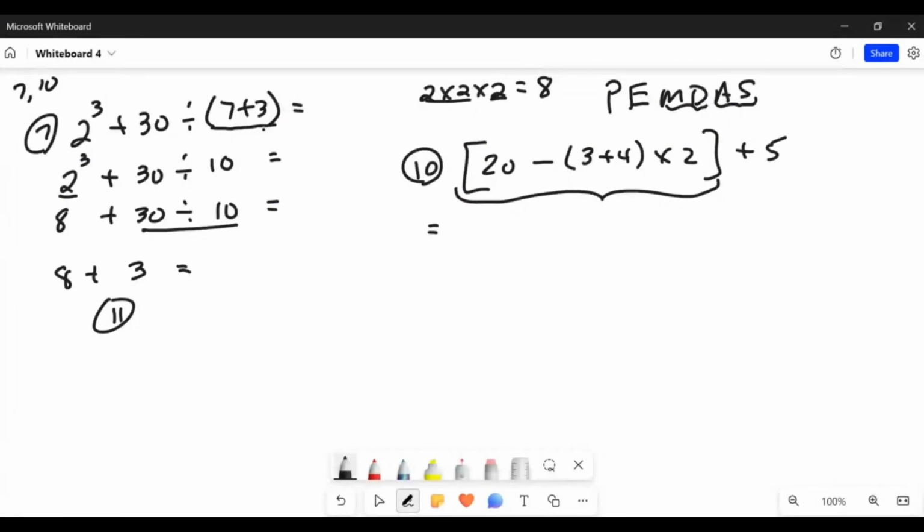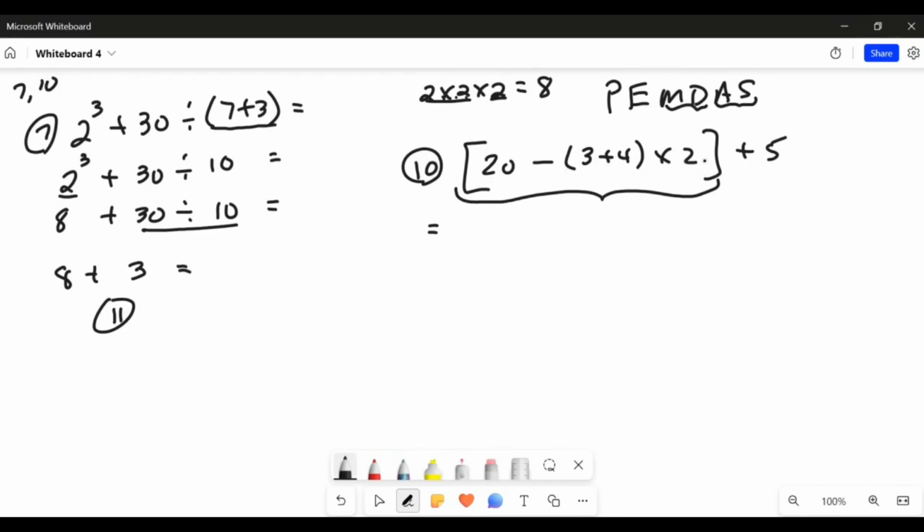So here's number 7 worked. I had to do 7 plus 3 first to get 10. Then I had to change 2 cubed. 2 cubed is 2 times 2 times 2, which is 8. Then we have to fix the 30 divided by 10, which is 3, and then 8 plus 3 is 11. Then on number 10, the brackets act just like a big parentheses.